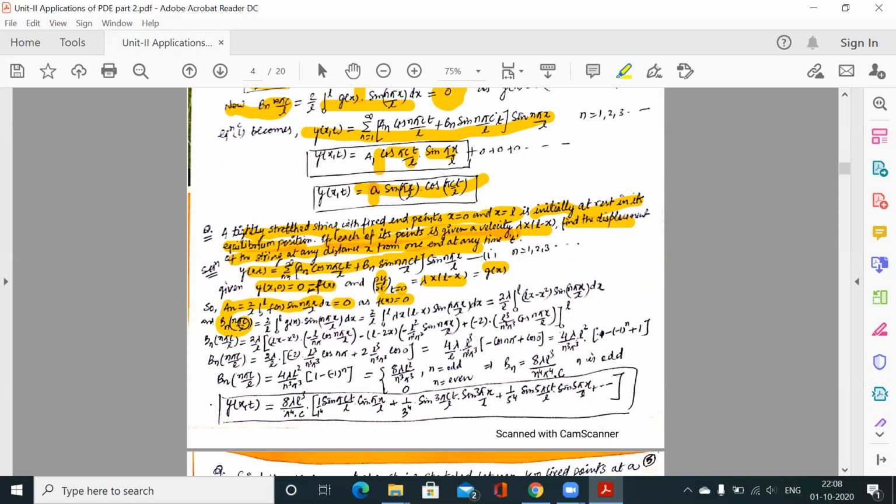नाउ bn n pi c by l की वैल्यू क्या होती है? 2 by l 0 to l gx into sin n pi x by l. सो हमें gx अब नॉन जीरो दिया है. सो व्हाट इज gx? lambda x l minus x. सो दिस इज अवर इंटीग्रेशन. इसको इंटीग्रेट करना है. सो lambda x को अंदर मल्टीप्लाई किया, क्या मिला? lambda इज कांस्टेंट, lambda को बाहर रख दिया. दिस इज l x minus x square into sin n pi x by l.